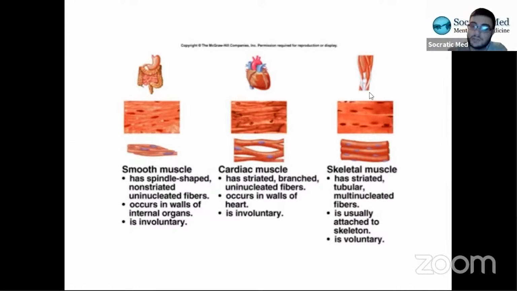Lastly, skeletal muscle, which is what we're going to be talking about mostly today. It's striated. The fibers are striated, meaning, again, they have these lines, these striations. It's usually attached to your skeleton. So, for example, if you can see here, this looks like a leg, right? The muscles are actually attached to the bones of the leg, right? And they pull on the bones. That's why it's called skeletal muscle.